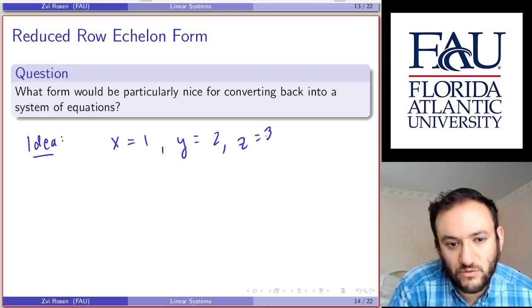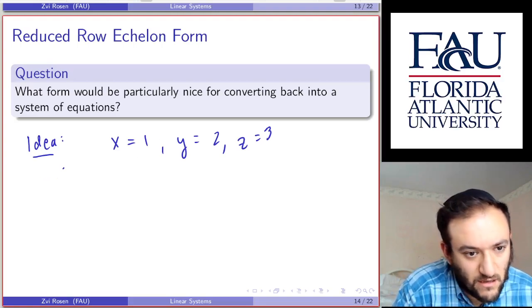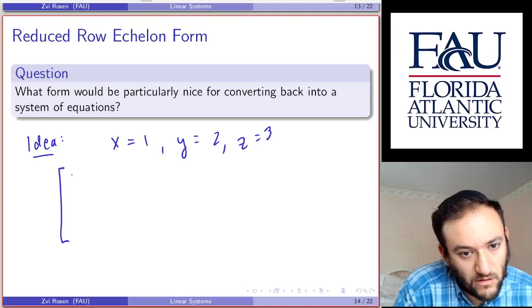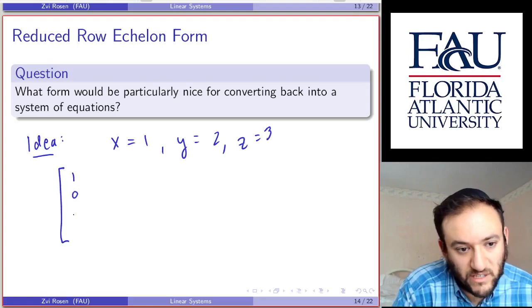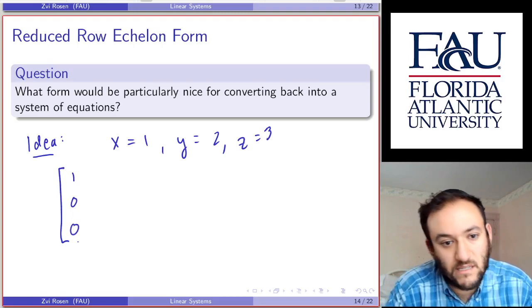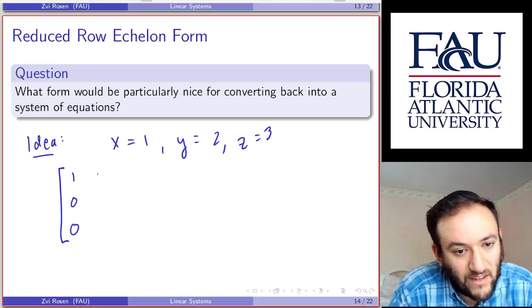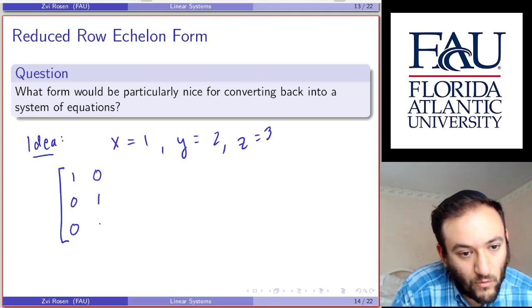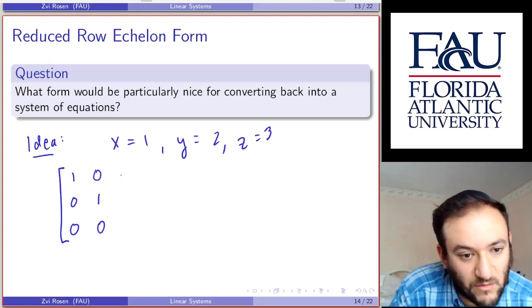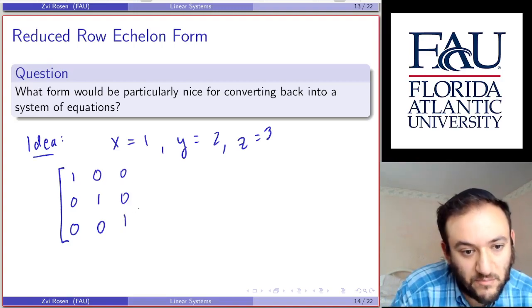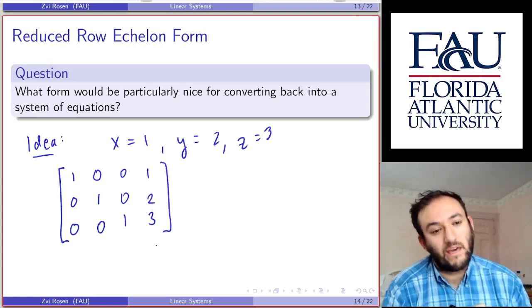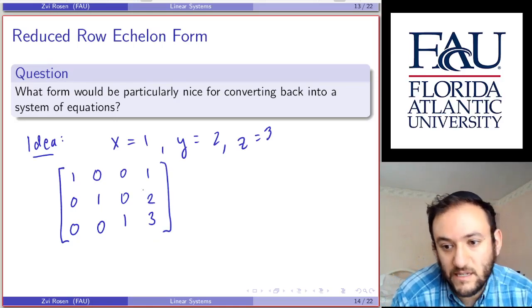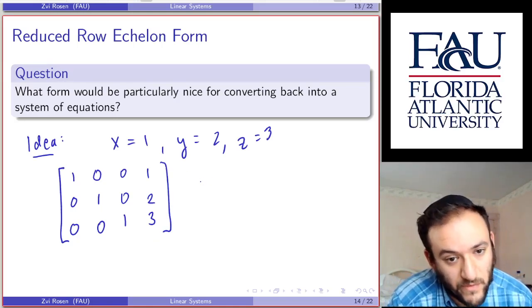Well, what does that correspond to in terms of the matrix? That corresponds to the system where you have a 1 in the x column, but then that's the only place where x appears. I'm going to have 3 spots here because it's 3 equations. And then the second column will only have a 1 in the y place, and the third column will only have a 1 in the z place, and then you'll have 1, 2, 3 here. Okay, so this is an example of reduced row echelon form.